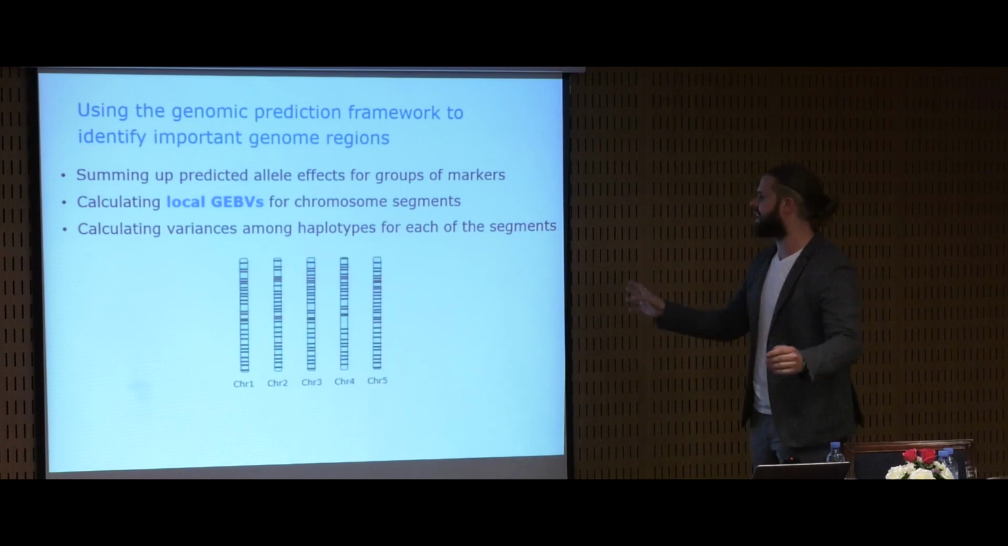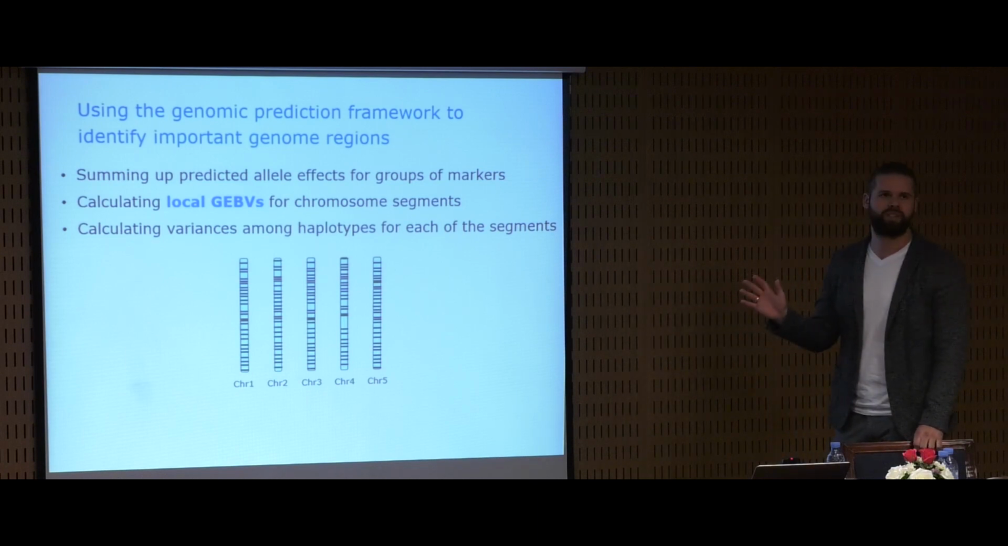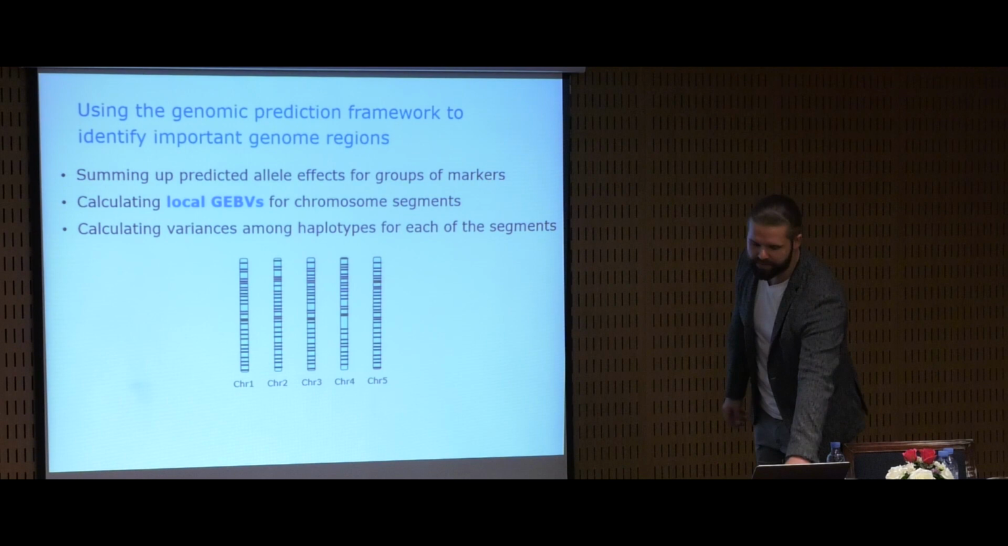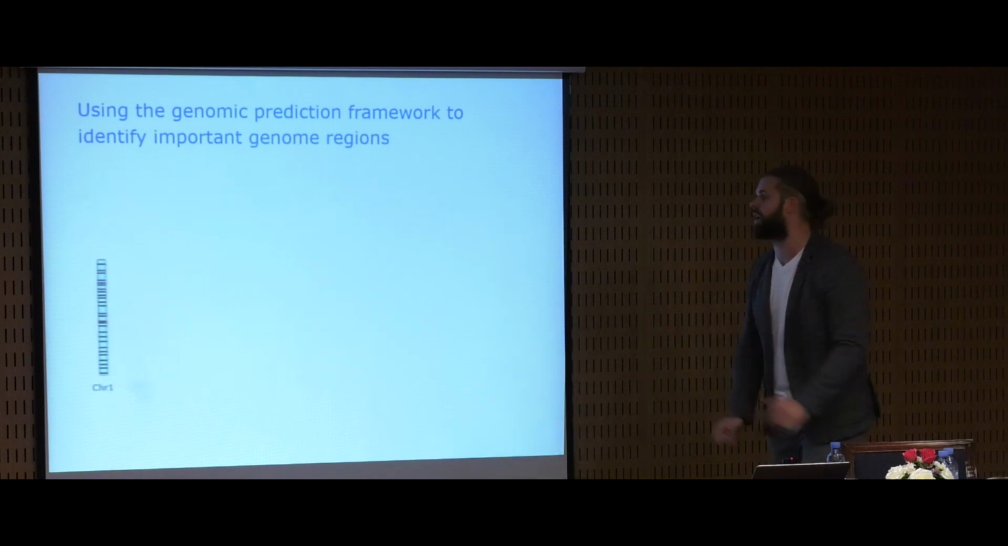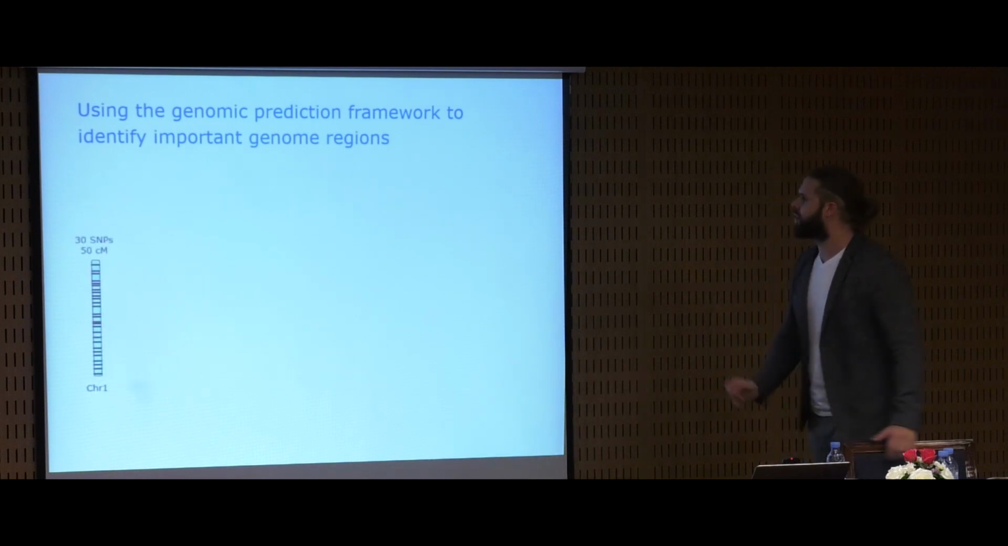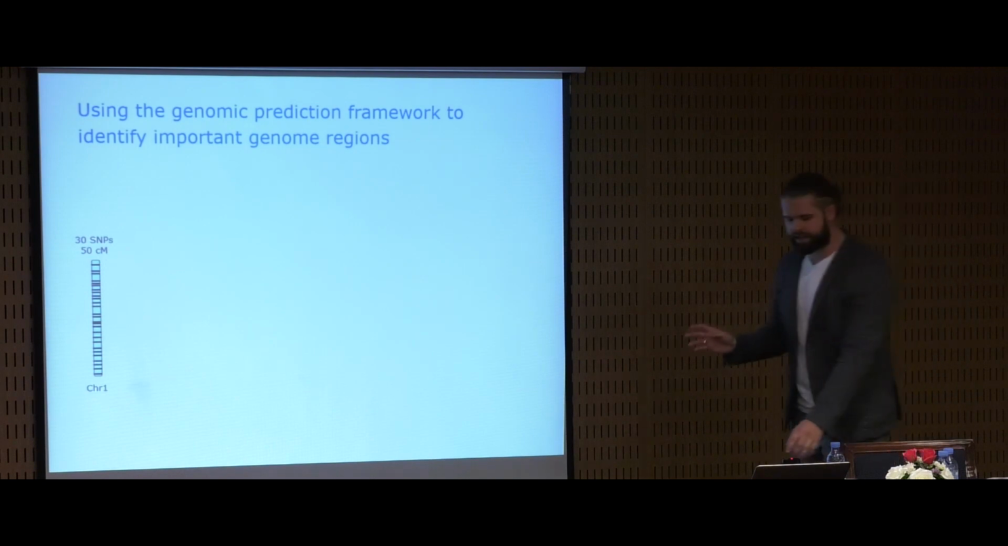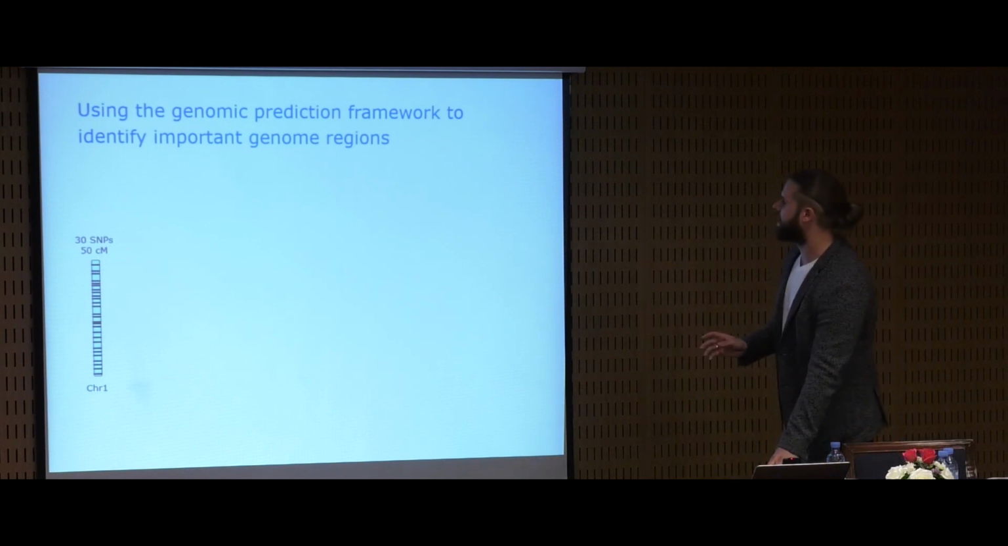So we could think of a scenario where we just have a handful of chromosomes. It's not nearly as bad as wheat, so we only have 5 chromosomes, and we could just focus on one for this example. So we have one chromosome with 30 markers and a length of around 50 centimorgans. So really, really simple.